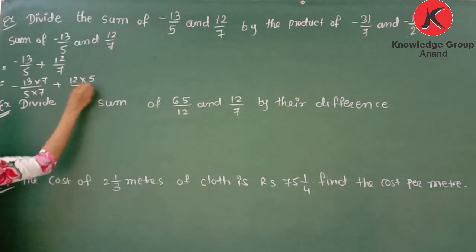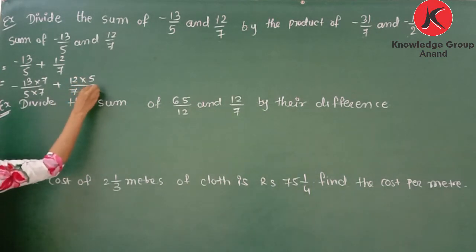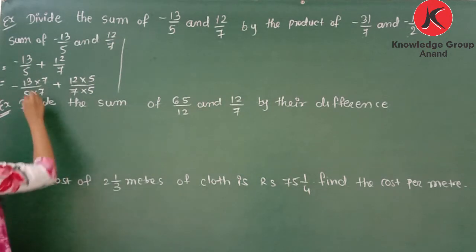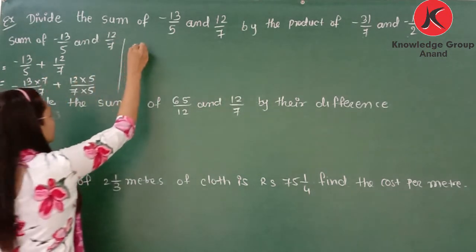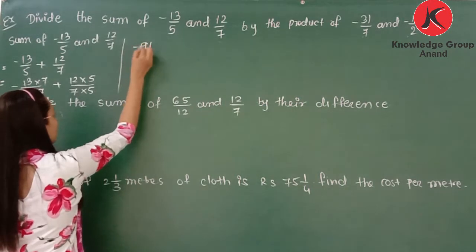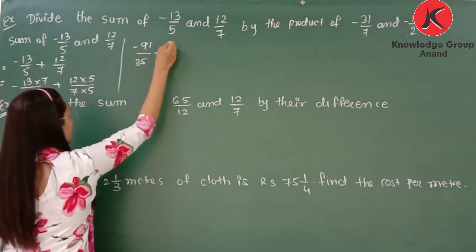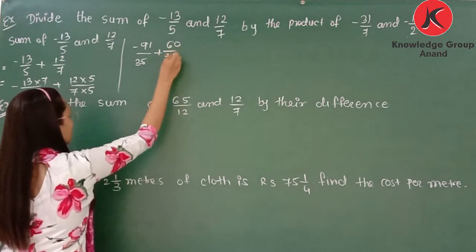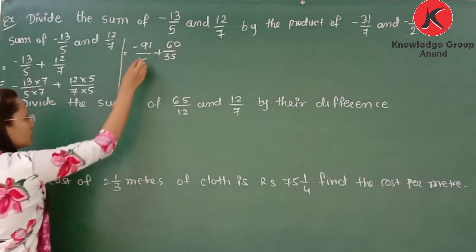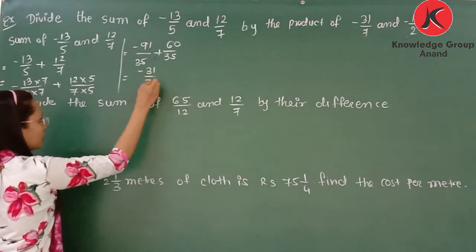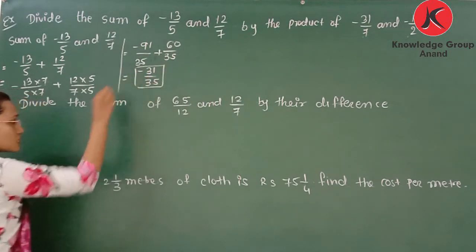12 multiplied with 5, 7 multiplied with 5. So we have minus 13 by 7, minus 13 multiplied by 7, 91 divided by 35 plus 60 divided by 35. Now perform the subtraction. 91 minus 60 is minus 31 divided by 35. So this is the answer of the sum.